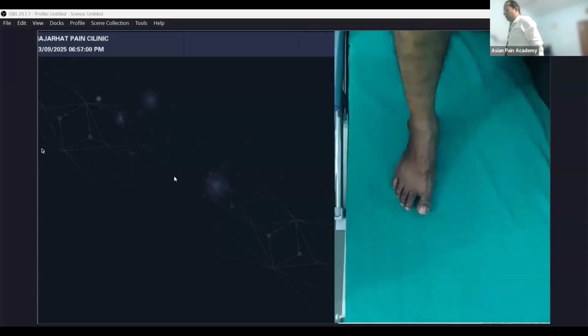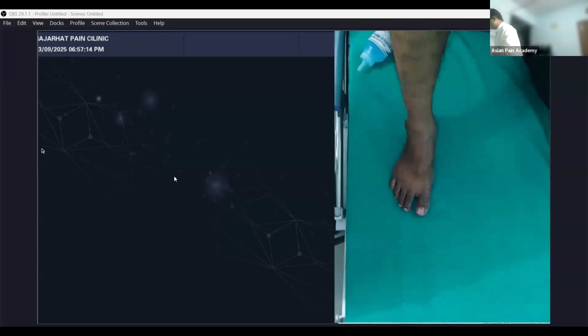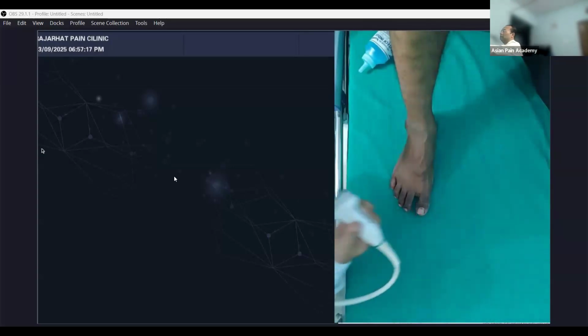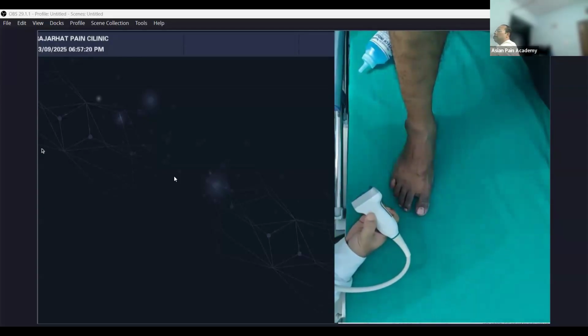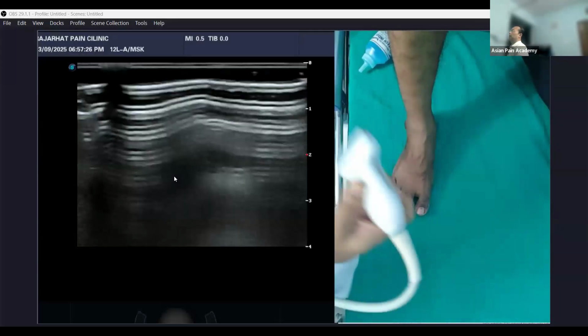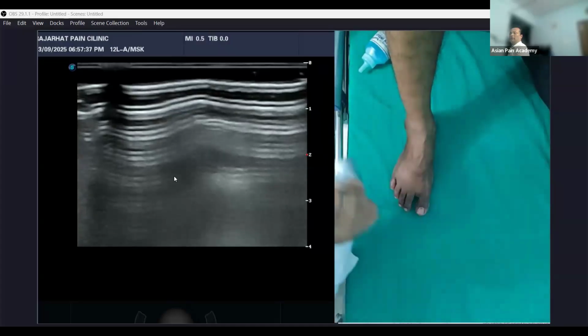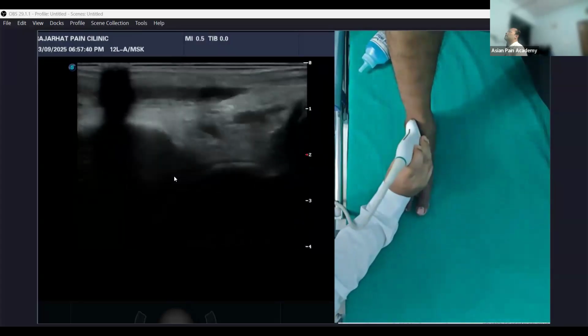So I think you can see the ultrasound screen, no? Volunteer and ultrasound part. Yes, sir. Okay. Now I am showing you the other parts. Okay. So the left side is the cranial side. Okay. So we are seeing here.